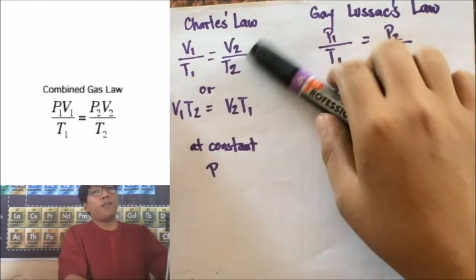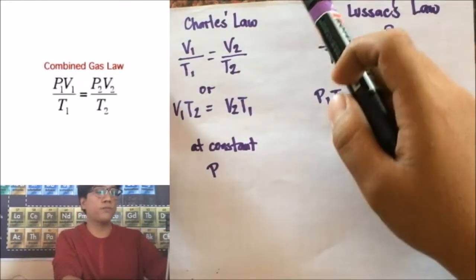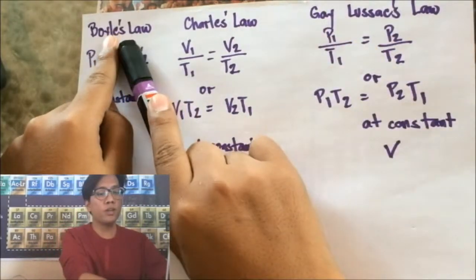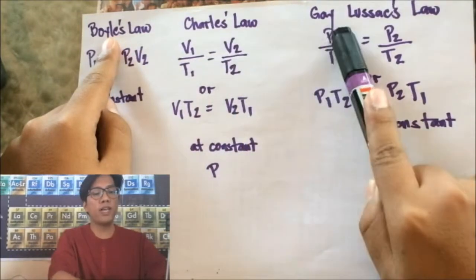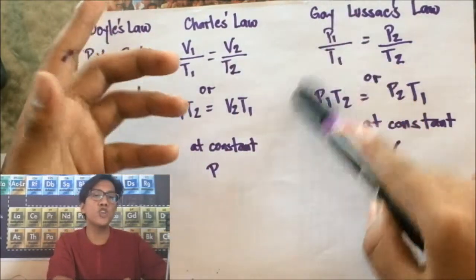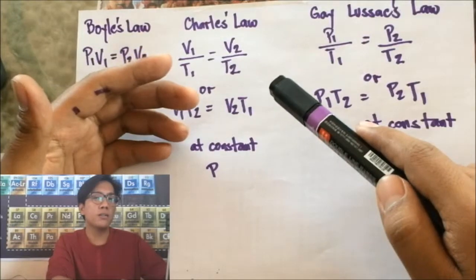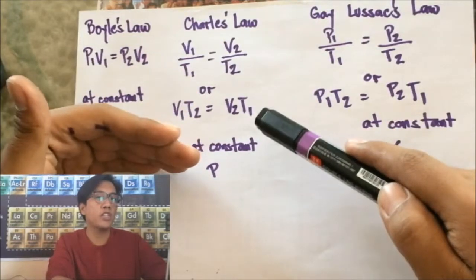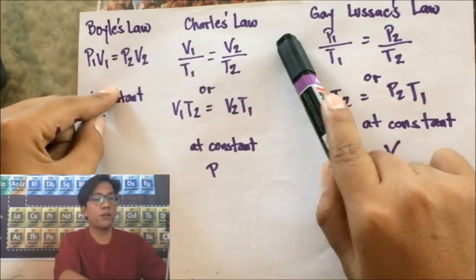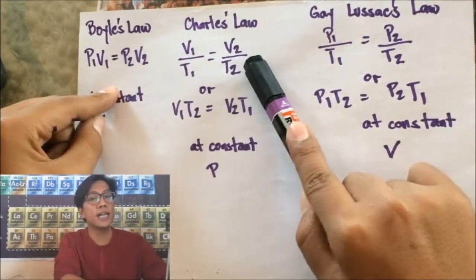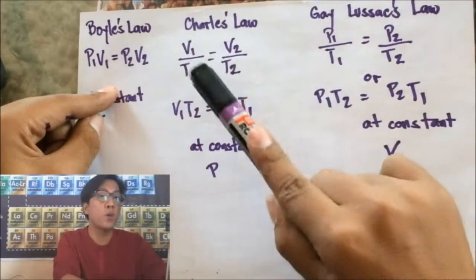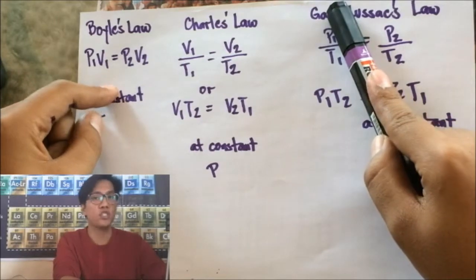Now, these are the three gas laws that we have looked at so far. We have Boyle's law, Charles' law, and Gay-Lussac's law. Each of these gas laws tells us that whenever some sort of change happens, the variables in here will tell us their relationship before and after the change.